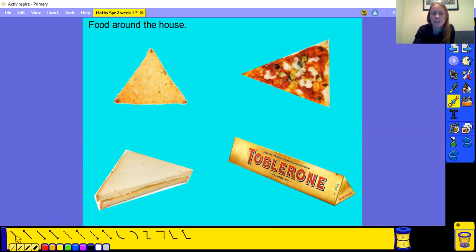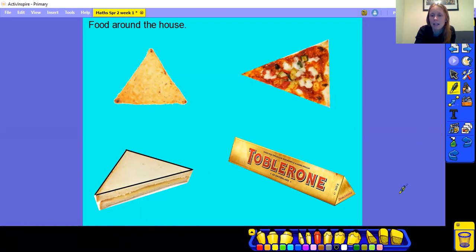Now, have a look at the sandwich. This one's a little bit trickier. It has a triangle shape at the top. So here is 1 straight side. Here is another straight side. And here is the last straight side. It also has 1, 2, 3 corners.